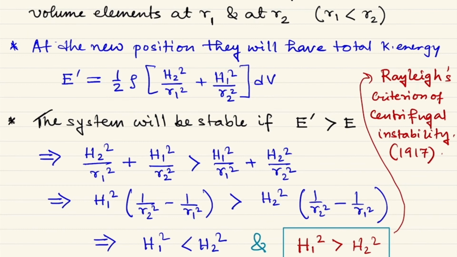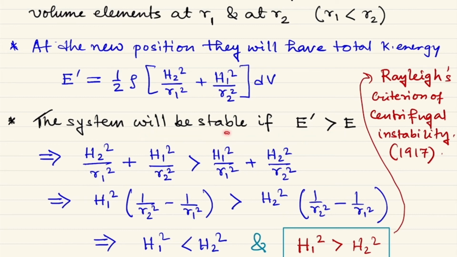Of course, one can easily understand the system will be stable if E prime is greater than E. If the final energy is less than the initial energy, the system would always try to go to the final state and then try to move further away from the initial state. But only if the new state has an energy greater than that of the original state would the system try to bounce back to its original state, and that is stability.